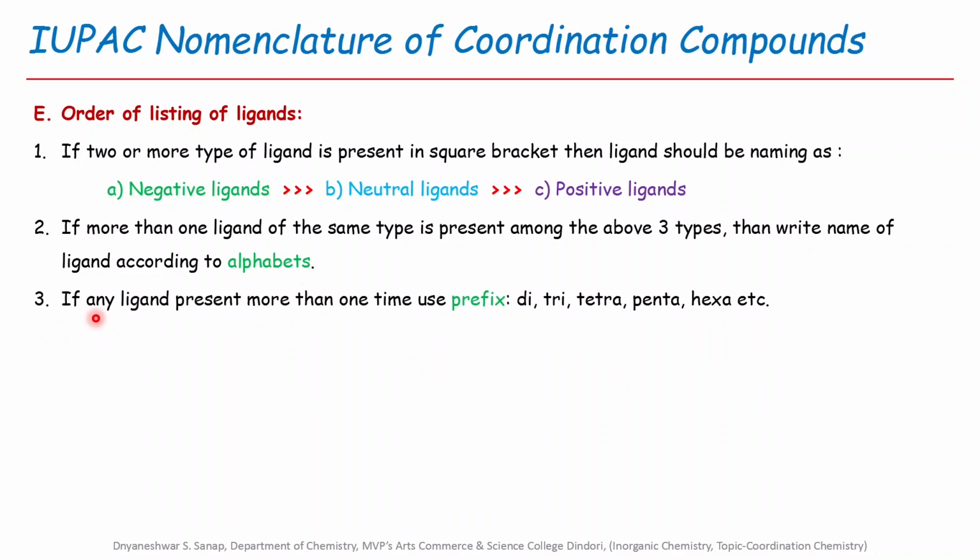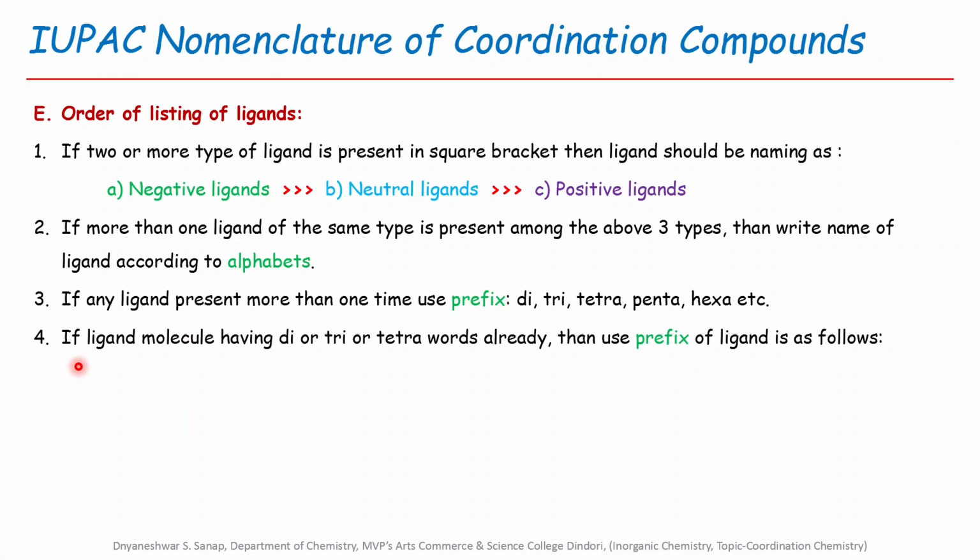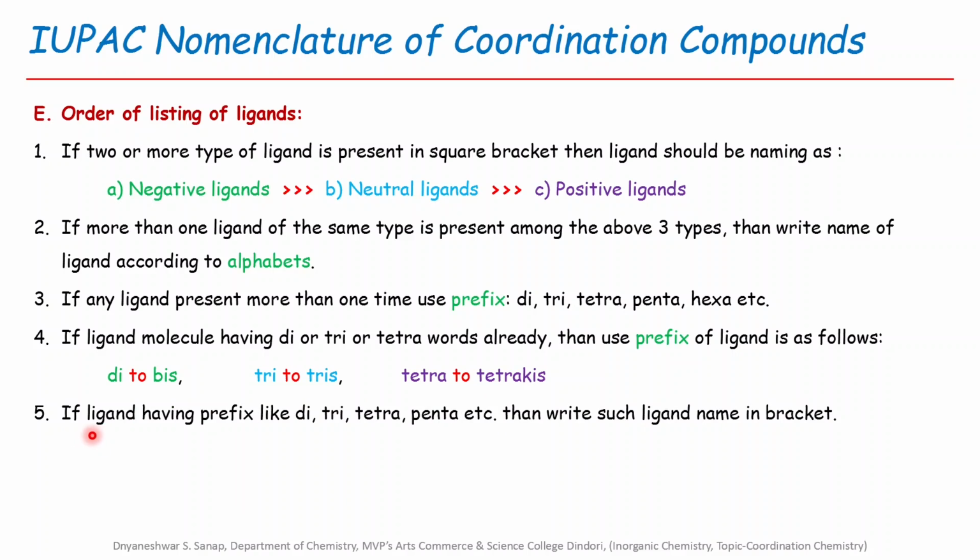The third important point is, if any ligand is present more than one time, use prefixes like di, tri, tetra, penta, hexa, etc. The fourth important point is, if the ligand name already has di, tri or tetra in it, then we have to use prefixes as follows. For di, we use bis. For tri, we use tris. For tetra, we use tetrakis, and so on. The fifth important rule is, when a ligand has a prefix like di, tri, tetra, penta, etc., then write such ligand names in brackets after the prefix, that is bis, tris or tetrakis.